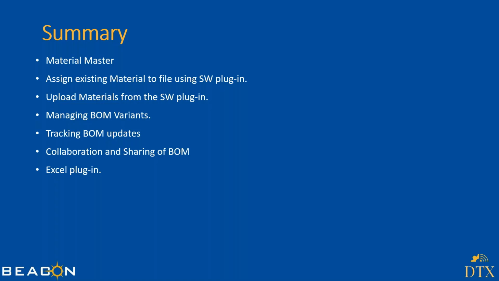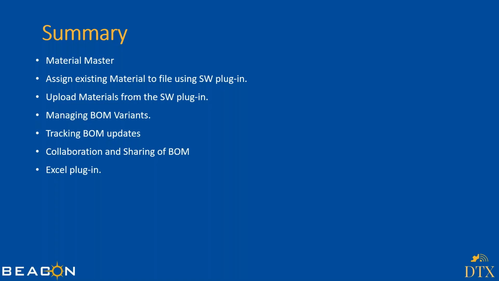Next is assigning the materials through the SOLIDWORKS plugin. You don't have to manually fill in this data again. You just have to say assign and select the material. Properties will come and get set in the custom properties. That again makes it easy when you're working on the bill of material at the end. Next, uploading materials from the SOLIDWORKS plugin and also the Excel plugin. You'll be able to push data in bulk at once.